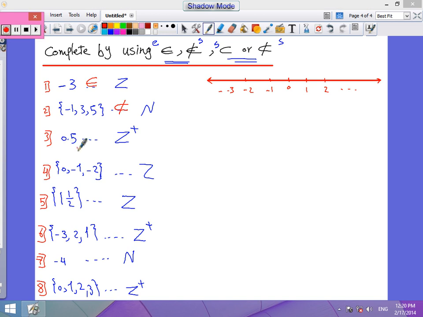Number 3, 0.5. We have the set of positive numbers, Z positive. We just have 1, 2, 3, and so on. In the positive numbers, we don't have a decimal. Then the result will be doesn't belong. Okay? The rest of this example, you can solve by yourself.